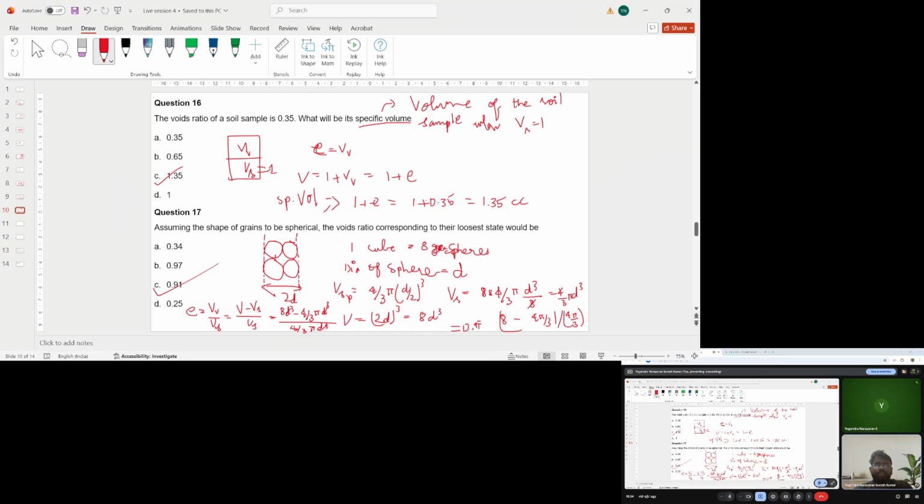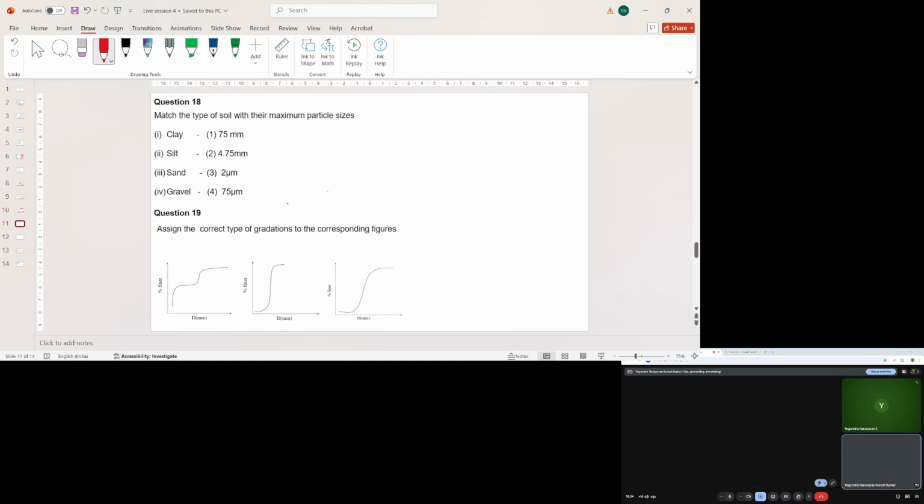To the next question: match the type of soil with their maximum particle sizes. So clay is going to be 2 micrometer. Silt is going to be 75 micrometer. Sand is going to be 4.75 mm. And gravel is going to be 75 mm. Now this is the match. So this is fairly straightforward.